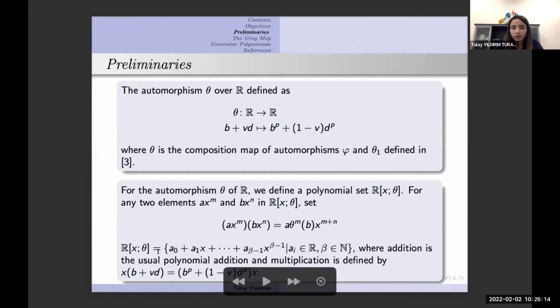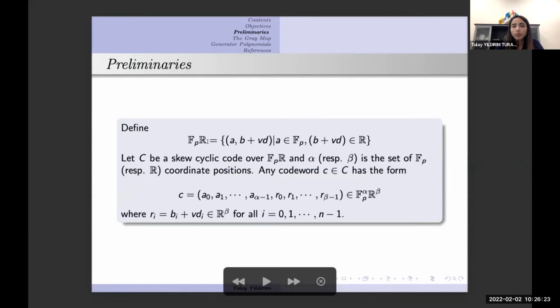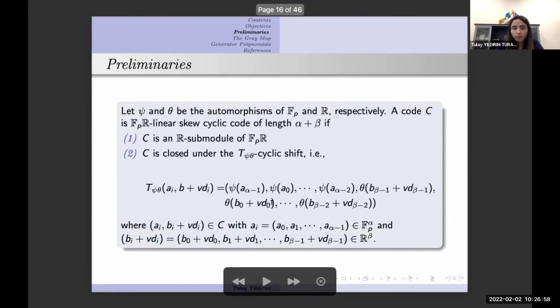Also, as I said, this is the polynomial ring whose coefficients are coming from R. And what about the new ring FpR? We denote elements of FpR with a binary, I mean (a, b plus vd). Here a is an element of Fp, and b plus vd is an element of R. Also, if C is a skew cyclic code over the new ring, and alpha is the set of Fp, this shows the coordinate positions. Any code C over FpR is denoted in this form with the binary operations.